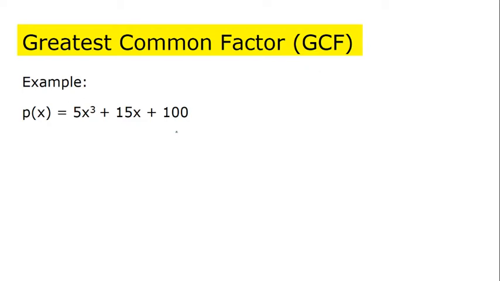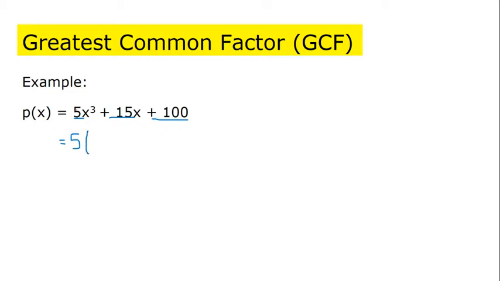With the greatest common factor, in order to factor it, the first thing you want to do is look at all the terms and figure out what is the greatest common factor between them all. Since we have a 5 out here in front of our largest degree term, I'm going to see if 5 goes into 15. If we take 15 divided by 5, we get 3, so it does. And 5 does go into 100 also, we get 25. So the way I'm going to factor this is I'm going to pull the 5 out in front because that's my greatest common factor, also known as a GCF.